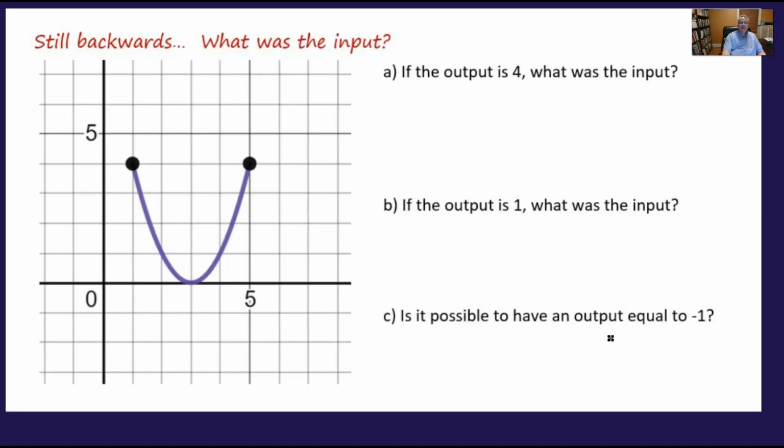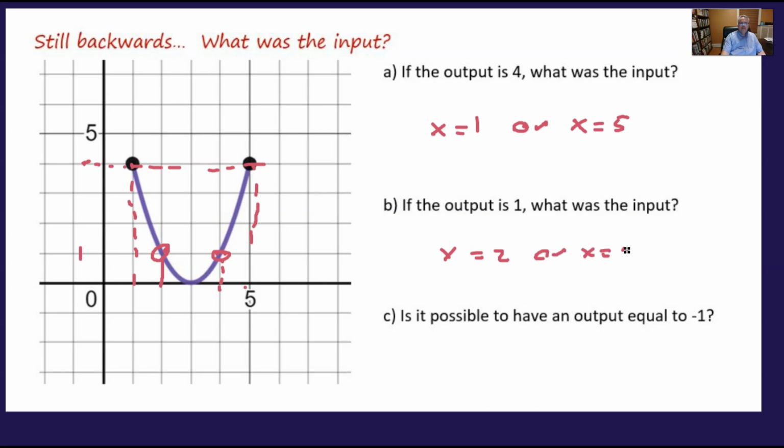All right, so take a look at this one. If the output is 4, what's the input? Well, if the output's 4, it's actually two different inputs. We could have x equals 1, or we could have x equals 5. If the output is 1, what was the input? Okay, well, here's 1. So there are 2 points. It looks like x equals 2. And here's another one with output 1, or x equals 4.